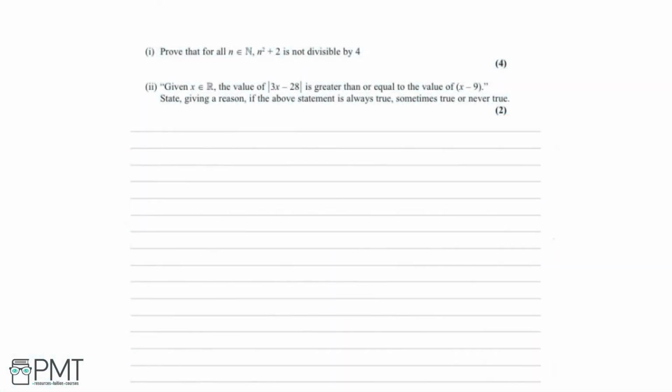So let's take a look at this proof question here. Part I says we need to prove that for all values of n contained within, and this means the natural numbers, n squared plus 2 is not divisible by 4. And this is for 4 marks. So first we're just going to look through and try and decode the question. We can see here, okay, so we've got this, and this means the natural numbers, for example, 1, 2, 3, 4, etc.